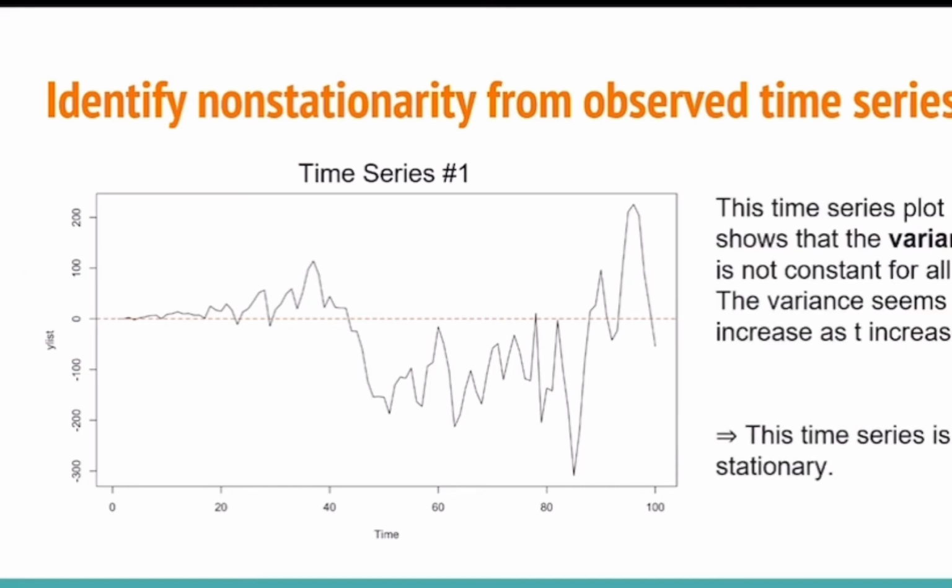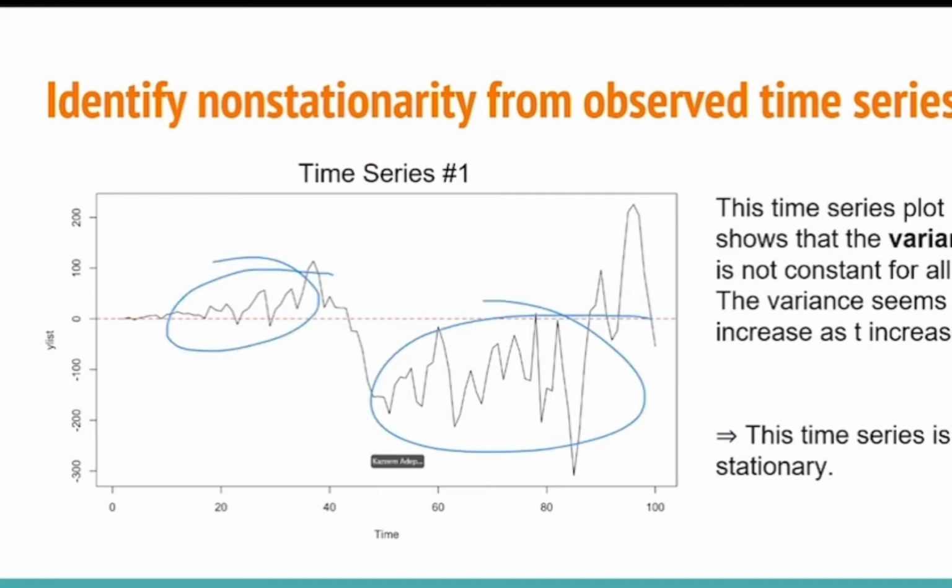Now if you look at the time series, the variation here and the variation here are not the same. And don't forget, one of the assumptions is that the variance should be the same over time. What I'm showing you now is that the variance is not the same over time. The variance seems to increase as time goes up. Look at that. So in that situation, this is one of the ways to identify non-stationarity.